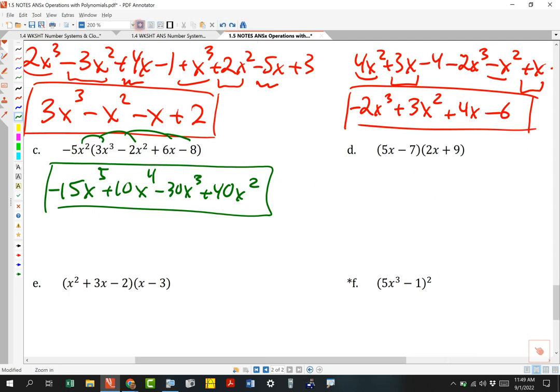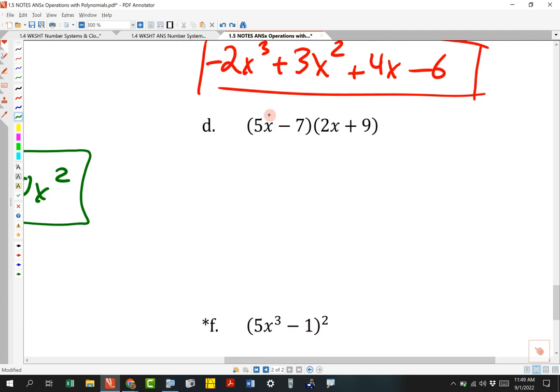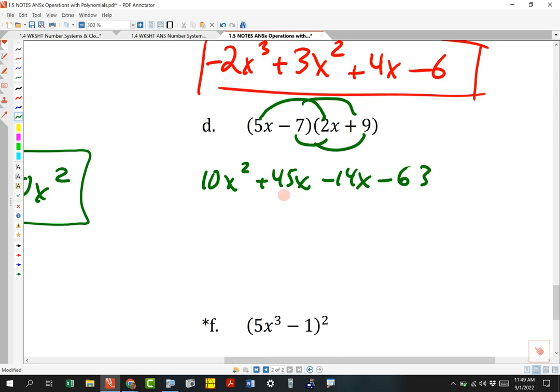Let's take a look at this one. I'll go through the next couple fairly quickly. So on this one, remember multiplying binomials from last year? Every term in this polynomial gets its turn being multiplied by that polynomial. So this is 5x times 2x, 10x squared. 5x times 9, 45x. Negative 7 times 2x, negative 14x. And negative 7 times positive 9, negative 63.